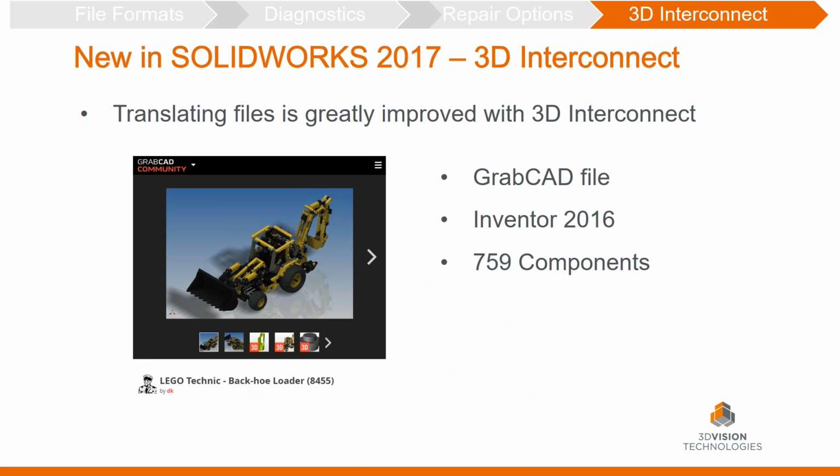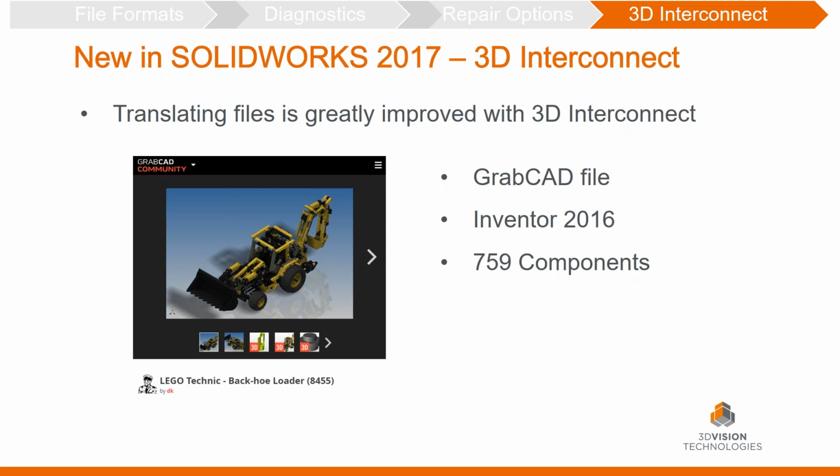What I did was I went out to GrabCAD just to have a baseline of how translating files is greatly improved with 3D Interconnect. So you can see the GrabCAD file on the screen here, and you can go look that up yourself if you want and take a look at it. It's Inventor 2016, has 759 components.